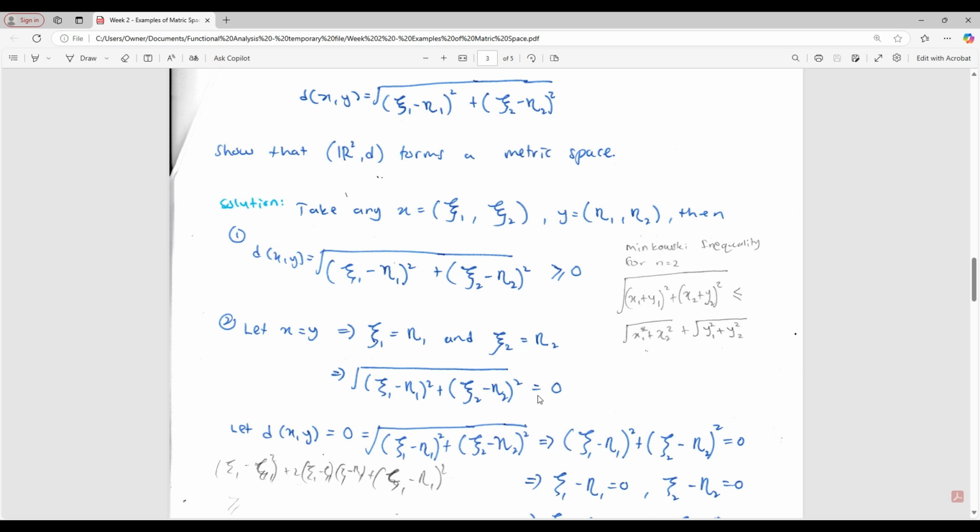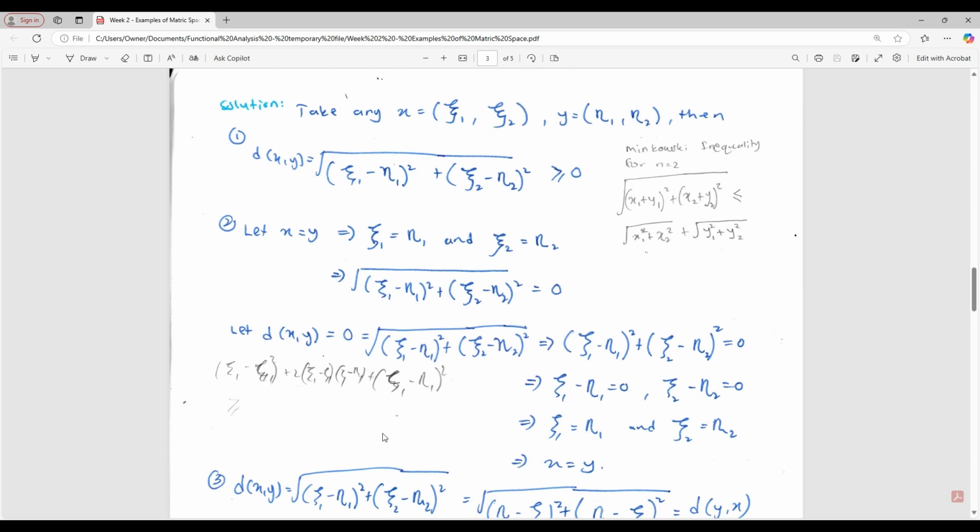The next part of the second property is that we assume the distance, or the metric, between x and y is equal to 0. When we assume this part equal to 0, it means that the square root here must be equal to 0. And we know that whenever a square root equals 0, the thing inside is 0. Therefore everything inside the square root must be equal to 0.